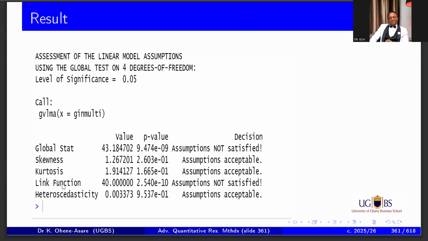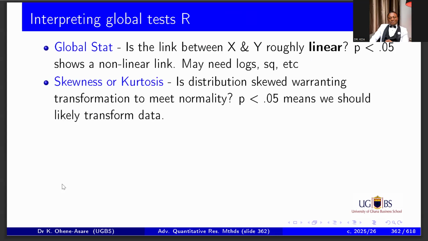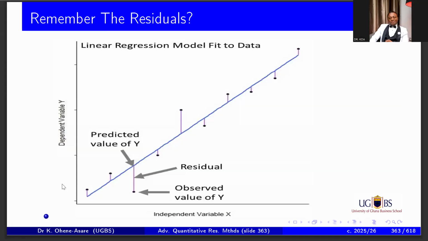You can see that here, the link function tells you that it's not satisfied. Heteroscedasticity tells you that that assumption is acceptable. It also tells you that the global statistics assumption is not satisfied. So the global statistic checks whether the model is linear or not linear, and it shows clearly there's non-linearity, which means you have to take the log or you have to take the square. All the others have been explained. My interest more is to look at heteroscedasticity, because I have a question also there.